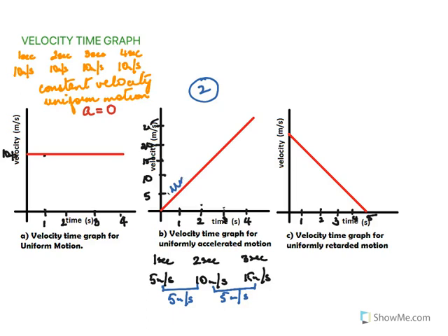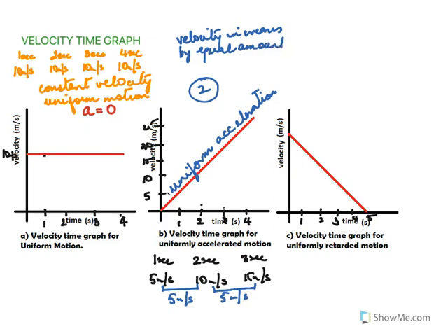So here we will write uniform acceleration. Why uniform acceleration? It increases the velocity by equal amounts in equal intervals of time. Such a motion is called uniform acceleration.